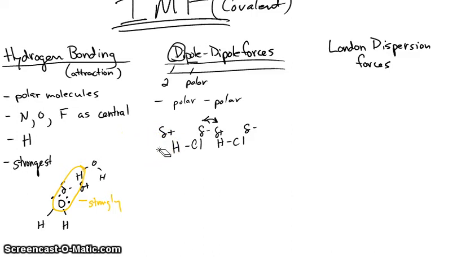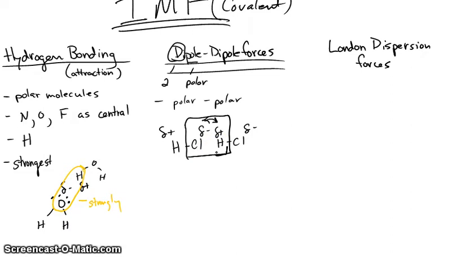The positive end of the polar molecule is attracted to the negative end of the other molecule. Look right here in the middle. This is the key, right here in the middle. The positive end of one is attracted to the negative end of another, like a magnet, just like magnets.